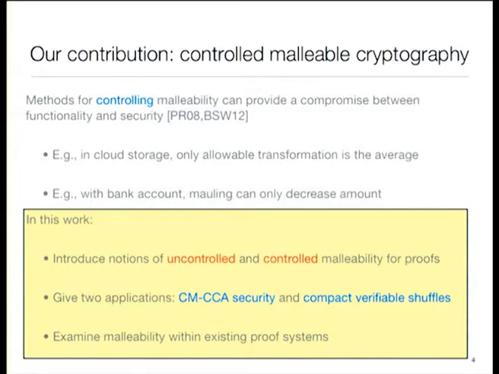So this is similar to these previous two notions, except we'll see we obtain a really nice modular construction. And the other application is shrinking the size of verifiable shuffles to get what we call a compactly verifiable shuffle. And then just to make sure we can actually instantiate these proofs, we examine malleability within existing proof systems.